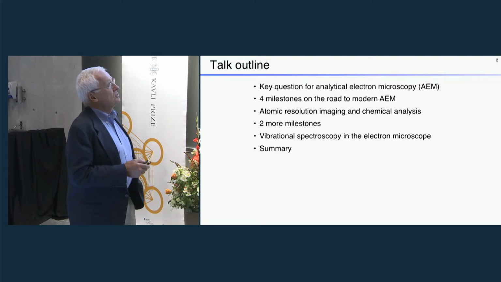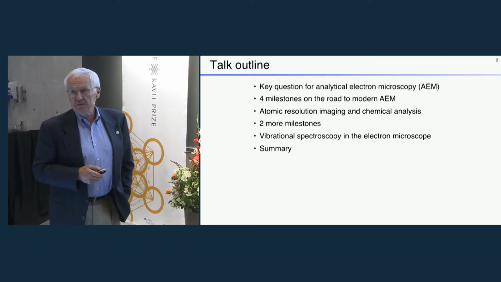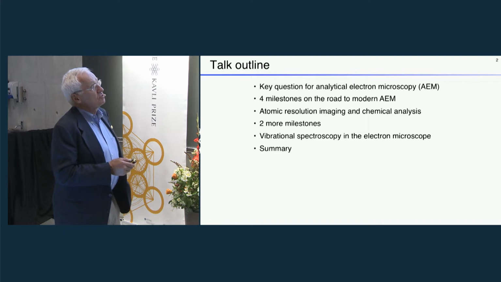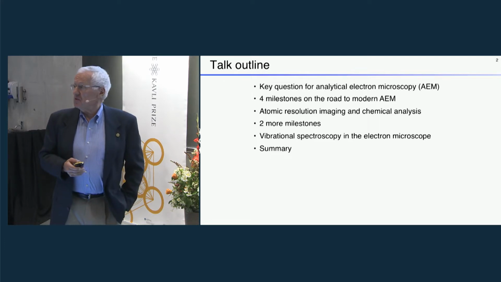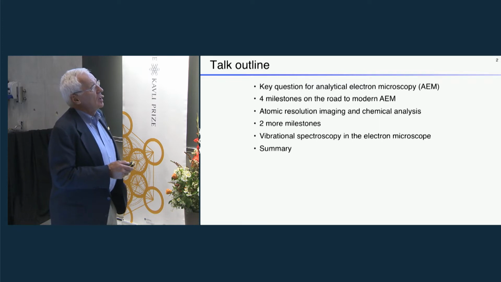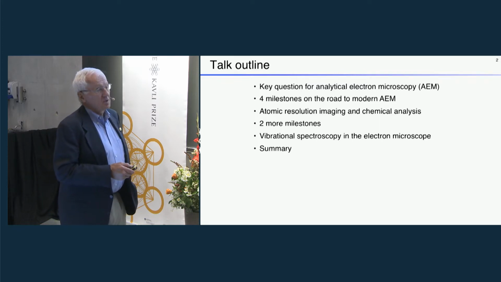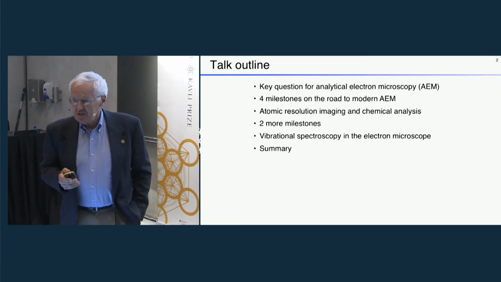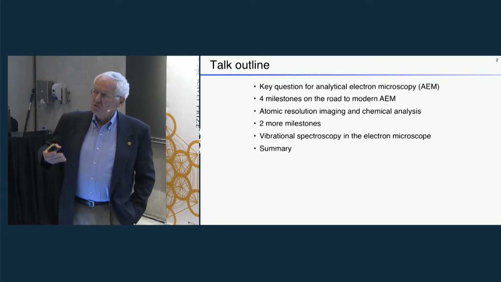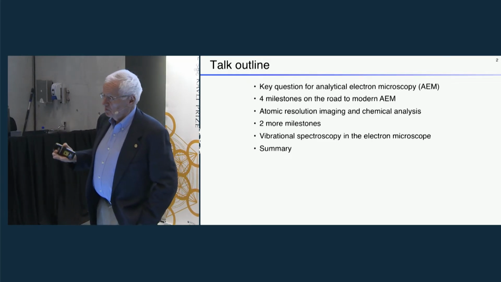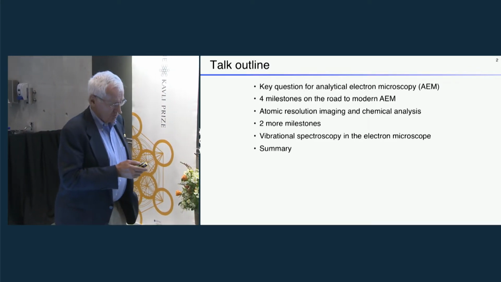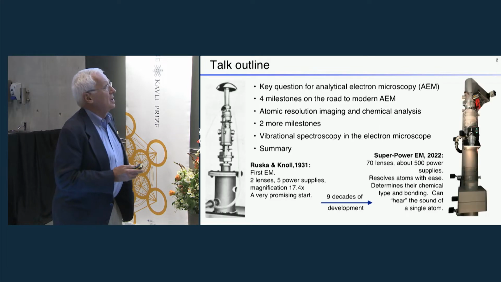So there were 4 milestones on the road to doing modern analytical electron microscopy, and when we ticked off all 4 of them, we got to the point where we could do atomic resolution imaging and chemical analysis. And with 2 more milestones, we got to vibrational spectroscopy in the electron microscope. And my second half of the talk is going to be dedicated to that. And that's really going beyond what the Kavli Prize was for. That was for aberration correction, not necessarily the applications to vibrational spectroscopy. And then, of course, a summary.